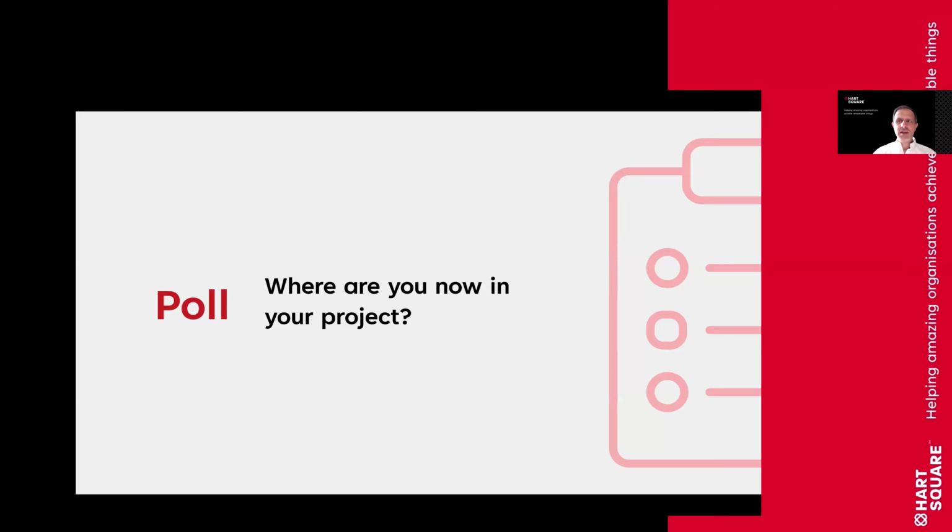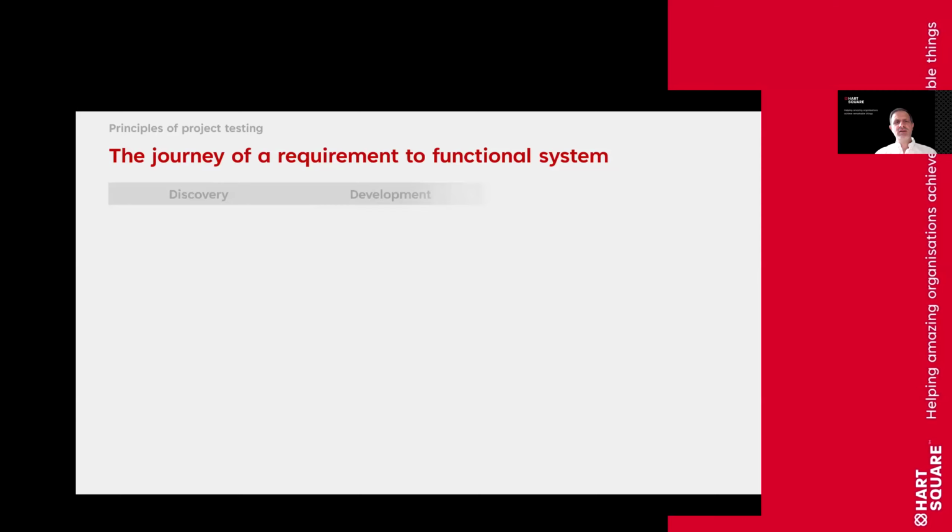So looking forward, what I thought was useful now is just to define or help set where testing exists within the journey of getting from a requirement at the start of your project through to a functional system at the end. So at the top, what I've done is I've mapped out a very high level, typical set of stages of a project. So we've got discovery, development, UAT, and then operation. Operation is typically a technical term for the product is live and you're using it.